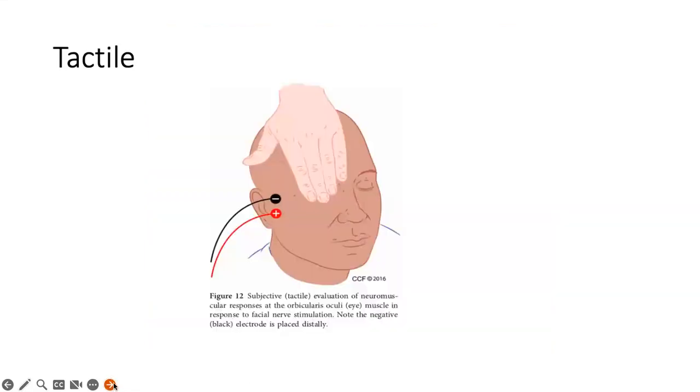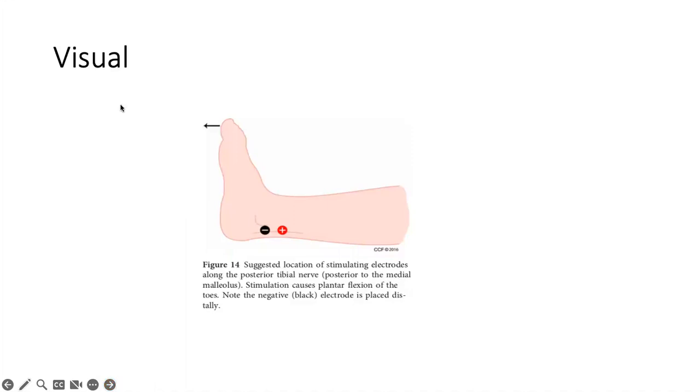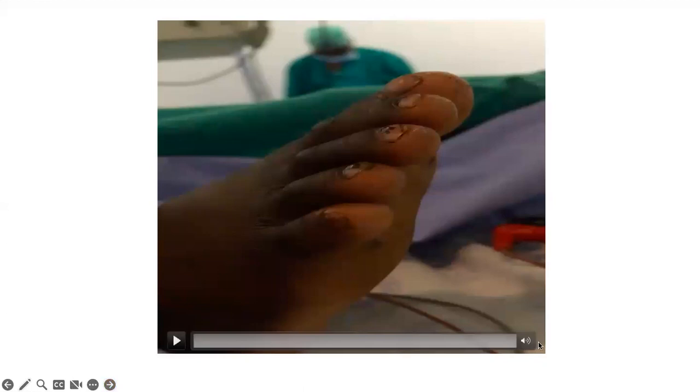Then for the facial nerve, you're going to put your hand over the eyelid. Remember, it's the orbicularis oculi muscle contracting. You will feel the actual contraction of the muscle. I don't think I've got a video on this one. Then for the posterior tibial nerve, you are going to see the movement there. And I think I do have a video for that. Okay, so we've got this patient. This patient was undergoing eye surgery, and we wanted to assess the level of neuromuscular blockade.